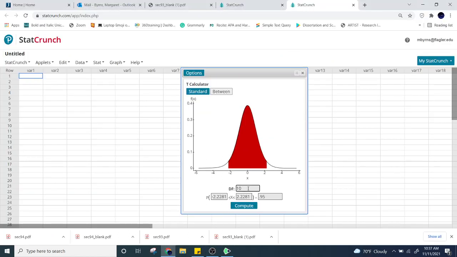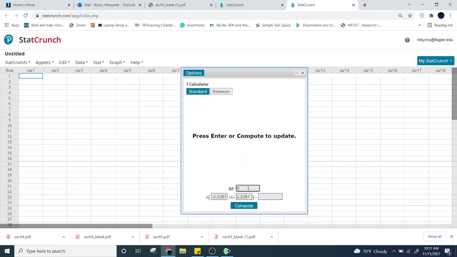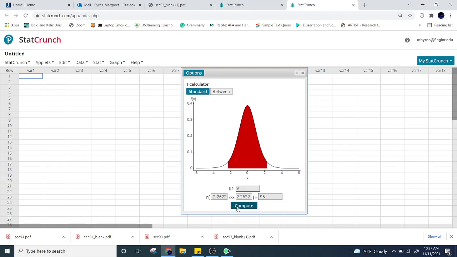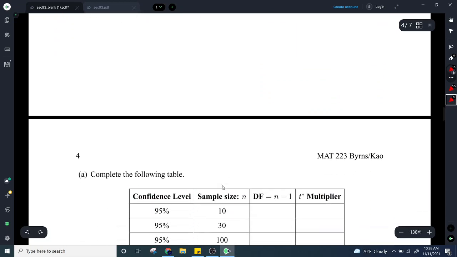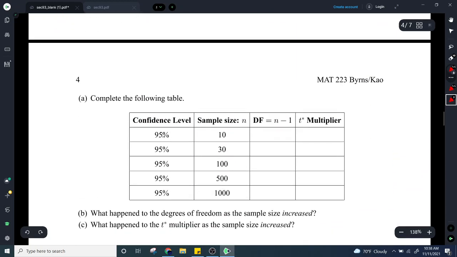Degrees of freedom 10 would mean I have a sample size of 11. If I want a sample size of 10, let's make the degrees of freedom 9. Okay, let's try that again. So let me get rid of these and let's change this to 0.95. So basically a 95% confidence interval would correspond to these numbers is what they're trying to tell you. So in your notes on the chart here, where it says 95% confidence level with a sample size of 10, that means our degrees of freedom would be 9.